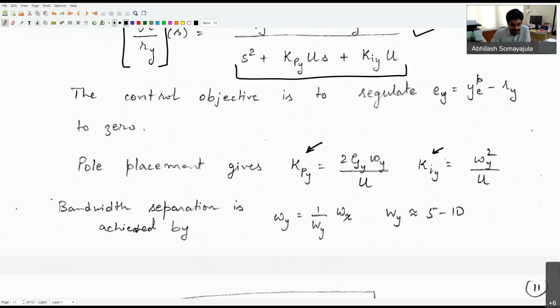Now, the idea here is I want that bandwidth separation between the inner loop and the outer loop to be there. Remember, this entire process only works when the inner loop dynamics has a bigger bandwidth and the outer loop dynamics has a smaller bandwidth. So if the bandwidth of the inner loop is denoted by omega chi and the bandwidth of the outer loop is denoted by omega y, I want this to be at least 5 to 10 times lower than the other one. Okay, that is the primary idea behind the process.